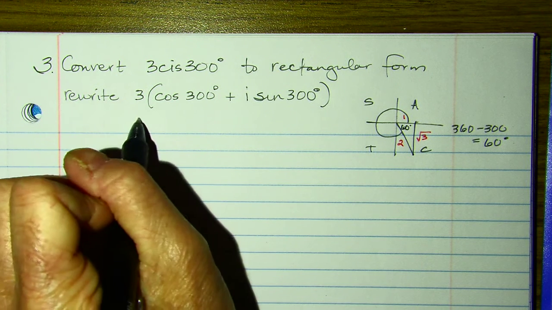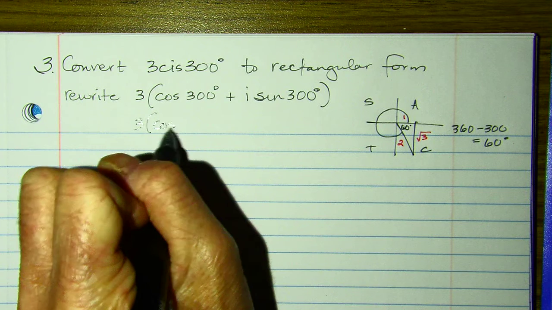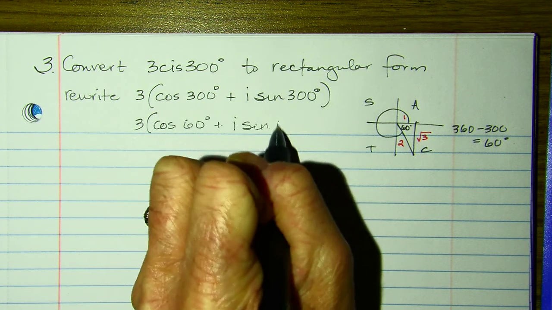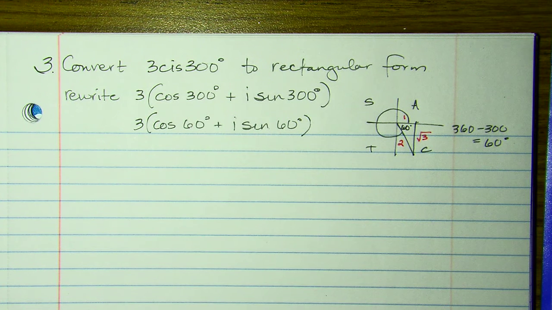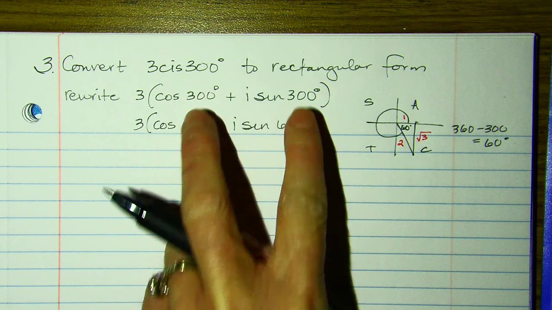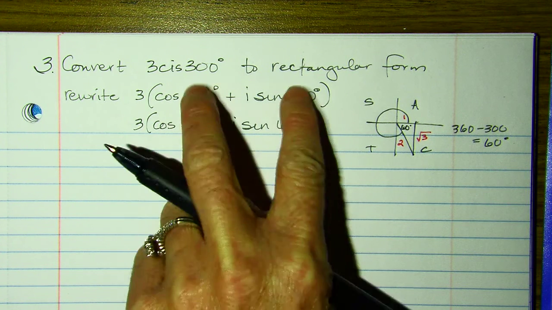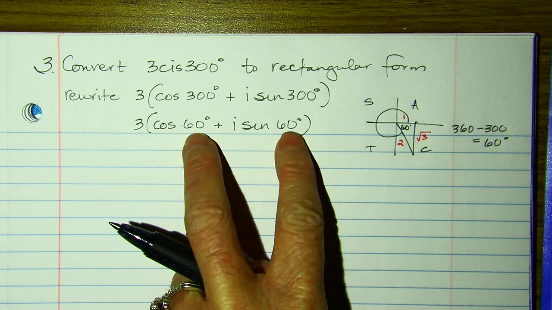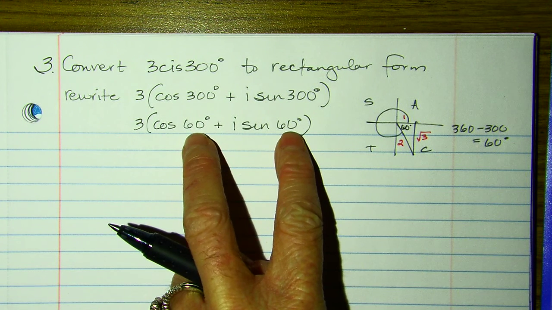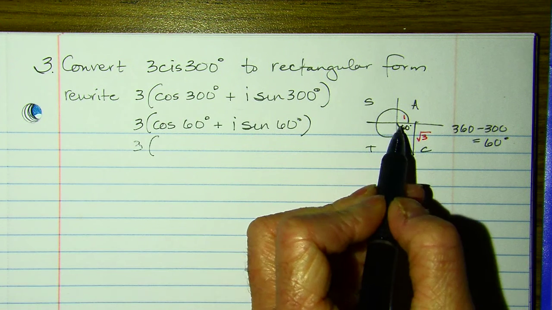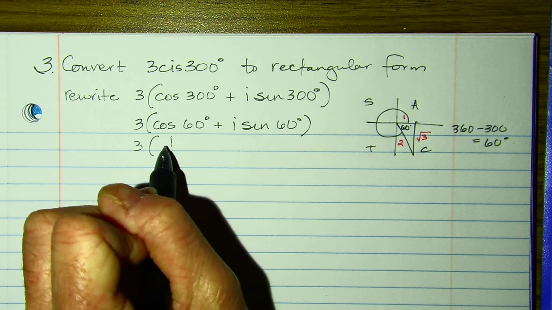So I'm really evaluating 3 times the cosine of 60 degrees plus i times the sine of 60 degrees. Now, the reason I'm doing this, in case you missed the prior section, is I would have to use a calculator for this, and I'd get a decimal probably. So these are related angles or reference angles, so I can find it by hand using its related angle of 60 degrees.